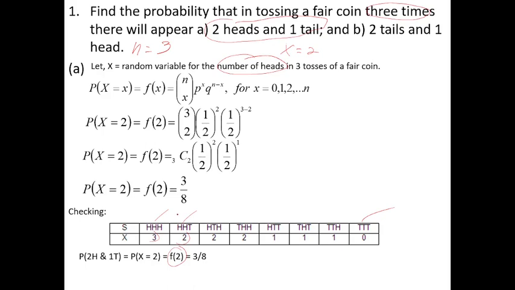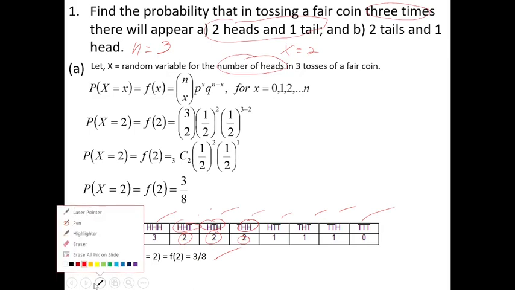And how many outcomes do we have for x equal to 2? We have 1, 2, and 3. We have 3 outcomes, right? 3 out of 8. So that is our answer. So this is an alternative solution. Okay? So that's it. So we can proceed.